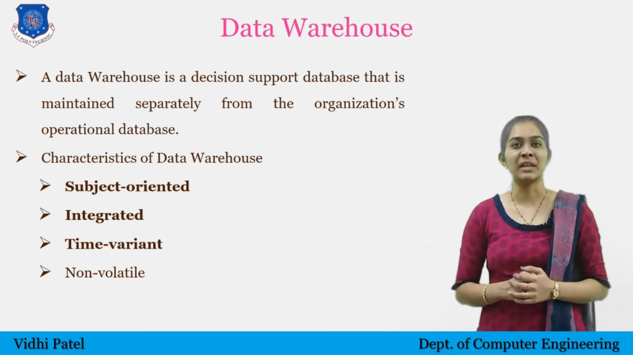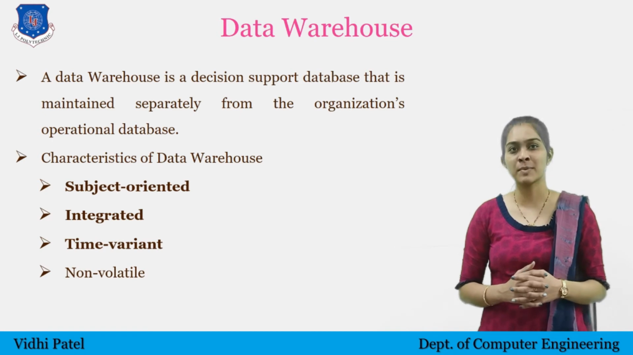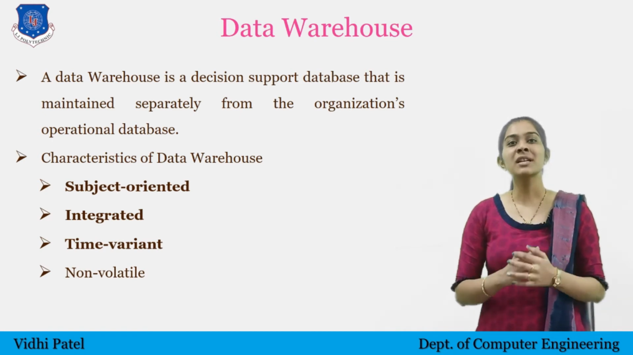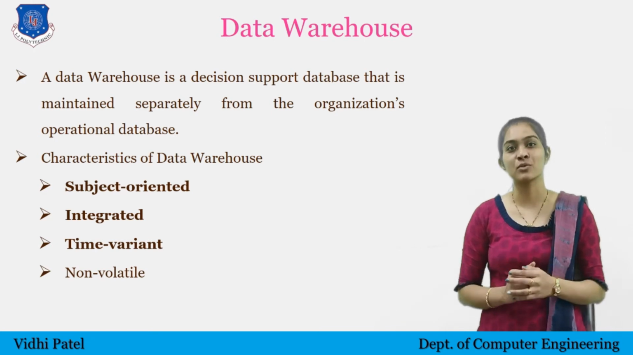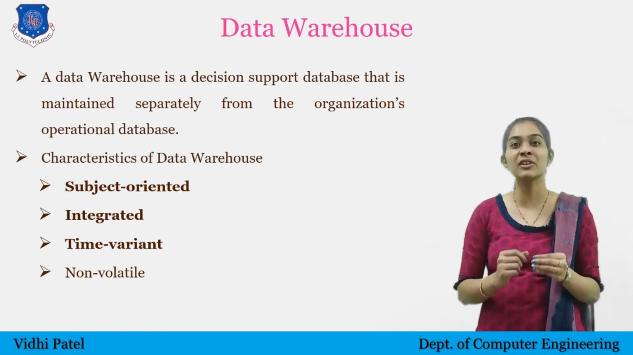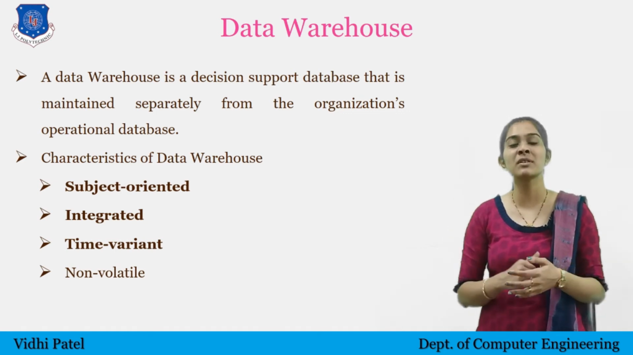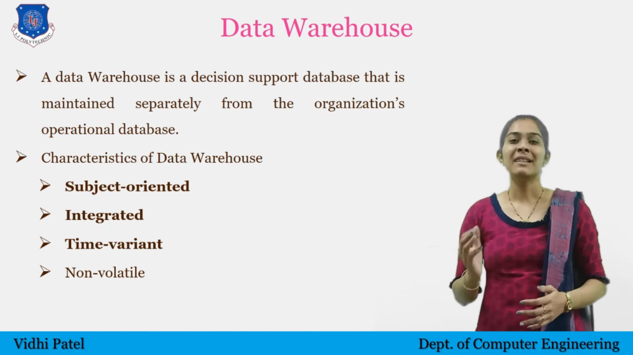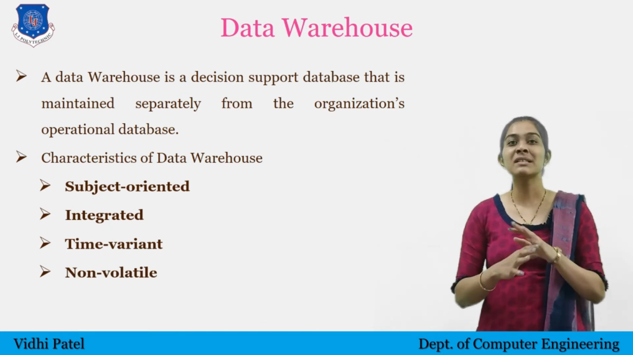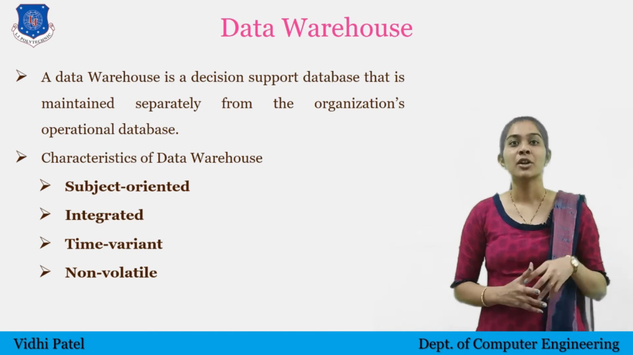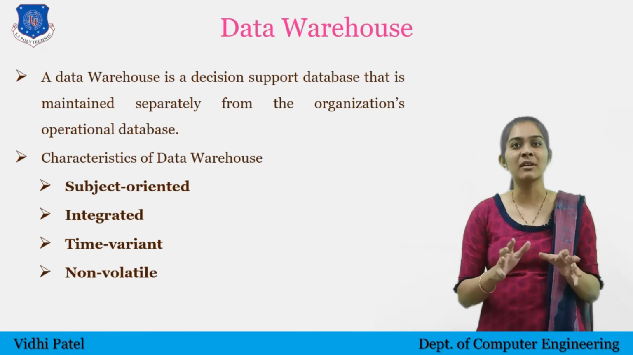Next one is time variant. A data warehouse provides information from a historical perspective. Data stored in the data warehouse contains a time element to reflect the timing of the data. So data in the data warehouse indicates what happened the previous day, last week, last month, during the past 2 years and so on. And the last one is non-volatile. Data stored in the data warehouse is never deleted or updated. New data is always added as a supplement to the database on a regular basis.